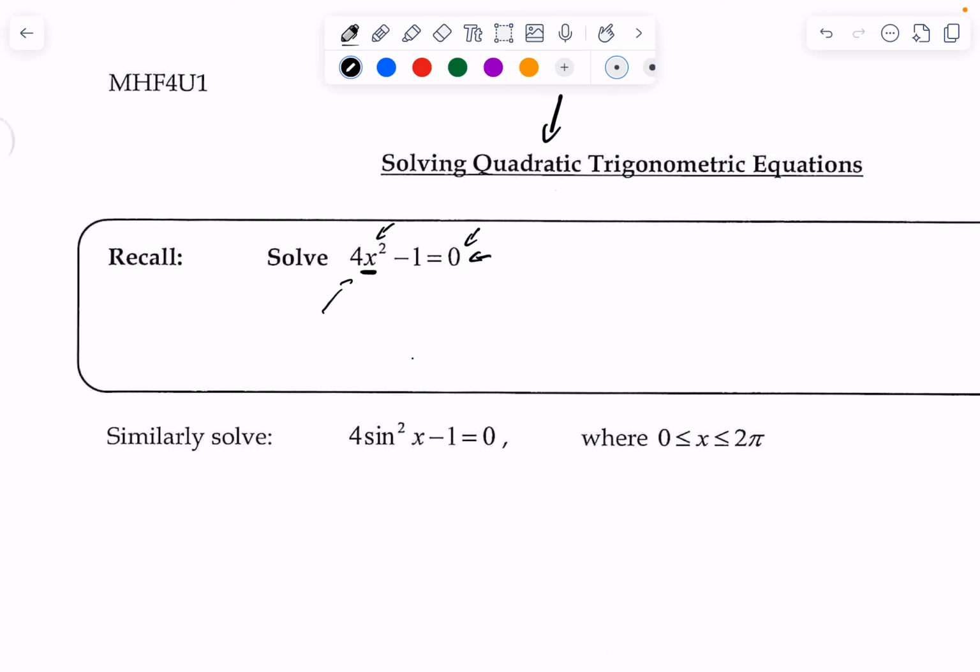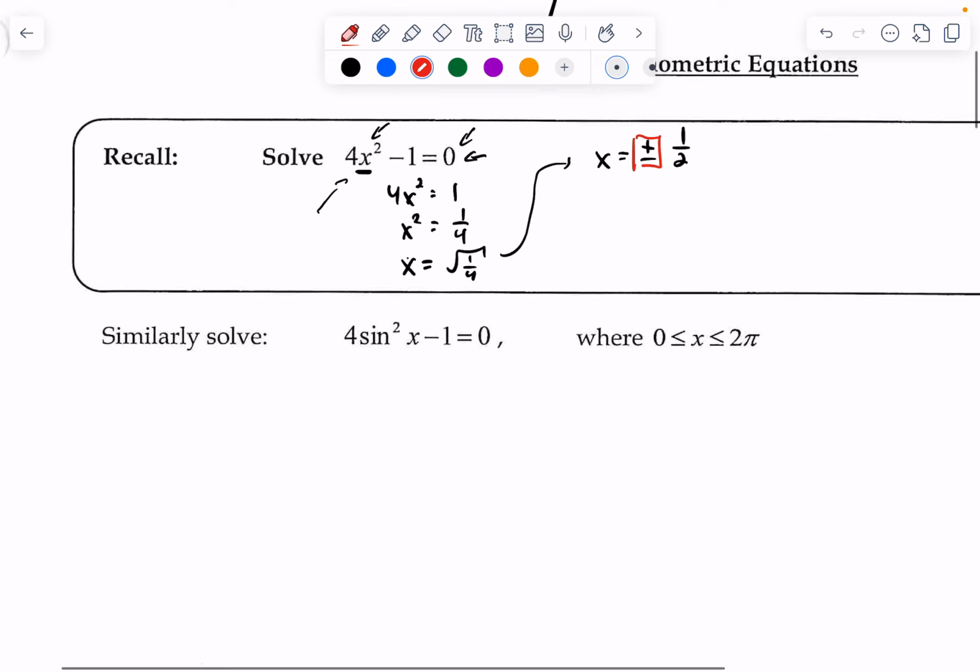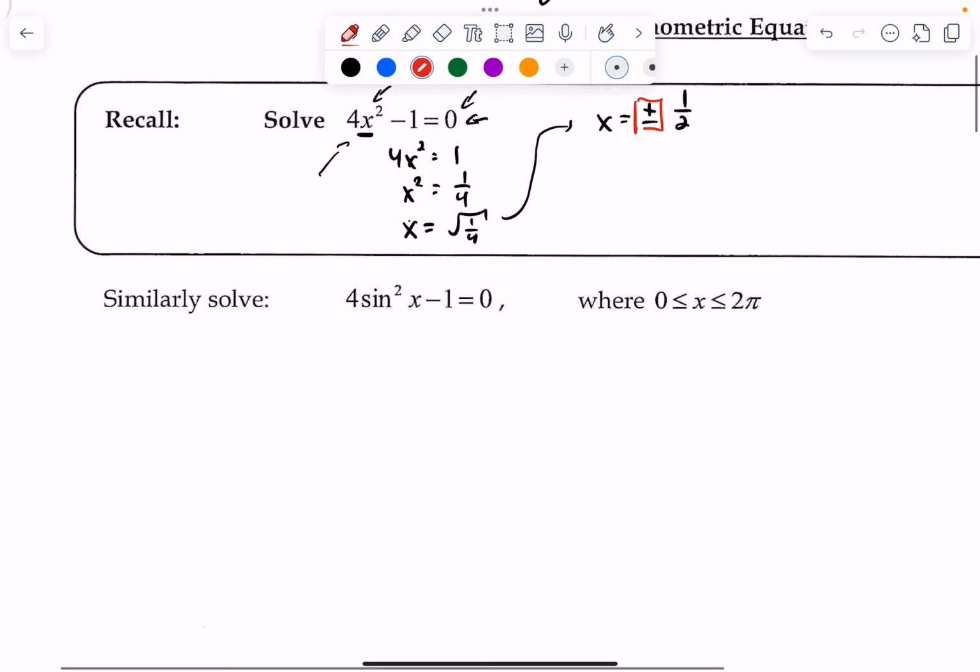Just rearranging this, 4x squared is 1, x squared is 1 over 4, and then take the square root of both sides. You would get x is the square root of 1/4. Evaluating that root, x is plus or minus 1/2. This idea, this plus or minus, is going to be the focus of today's lesson. So let's apply that same algebra to a trig problem.